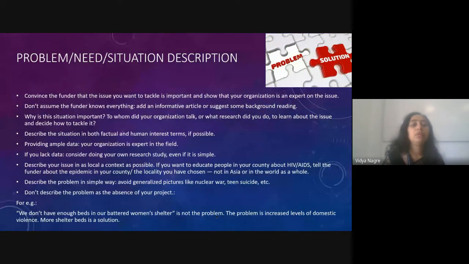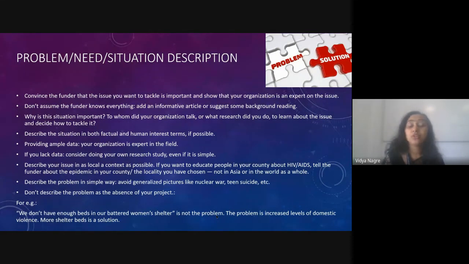Now, the problem that you are going to handle, or the need or situation description. Convince the funder that this issue you want to tackle is very important and show that your organization is an expert on this issue. So you have to give some concrete proof that you have experience tackling this particular field or handling such kinds of problems. Though not you directly, then the people you have hired for this task are capable enough, or their qualifications or work experience suit this particular field.